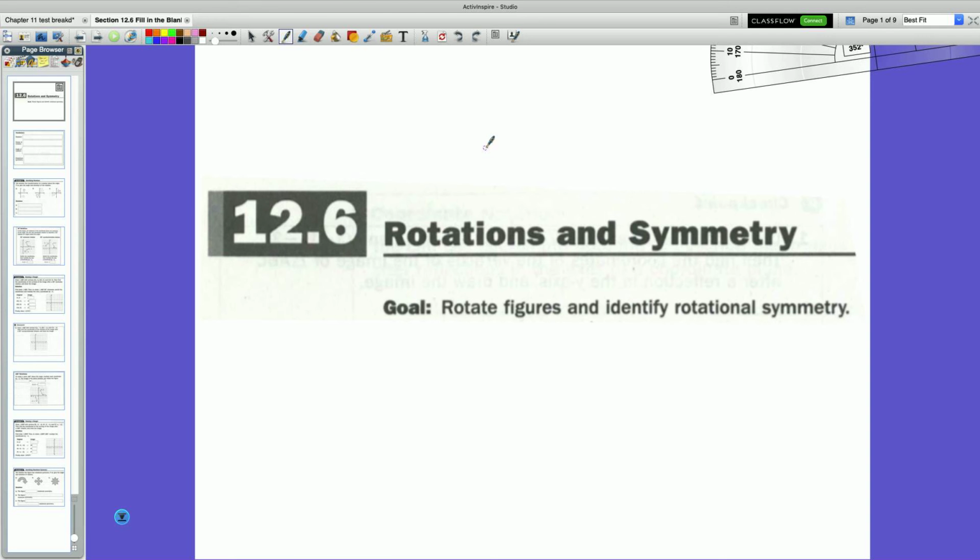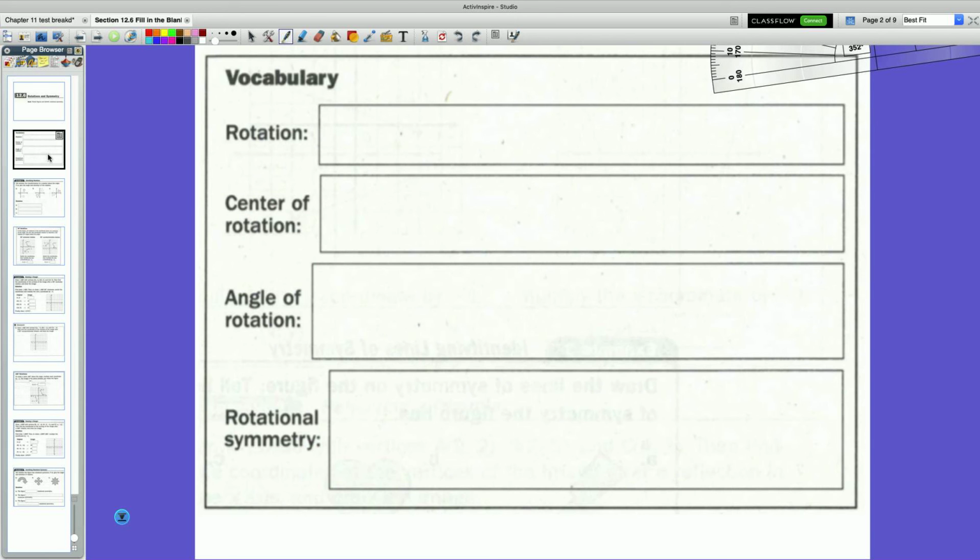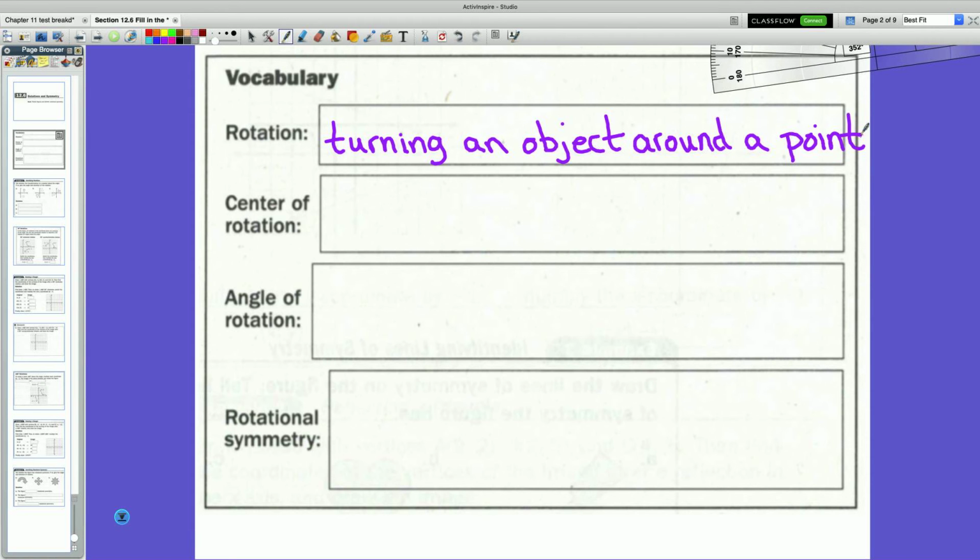All right, so rotation, so some vocab here. So rotation is turning an object around a point. Okay, and generally speaking, that point is going to be our origin on a graph, or 0, 0, but it doesn't have to be. So it could specify a different point, although I don't necessarily think that it will do that very often today.